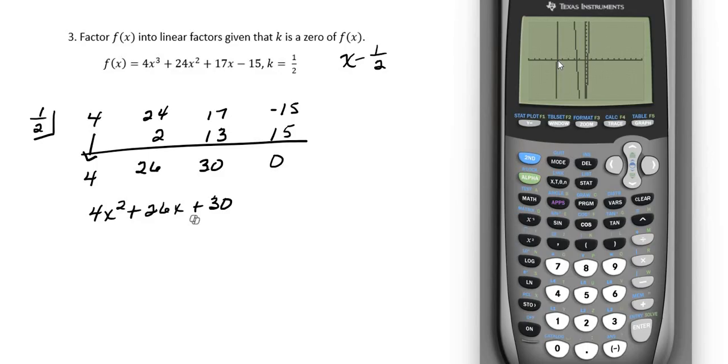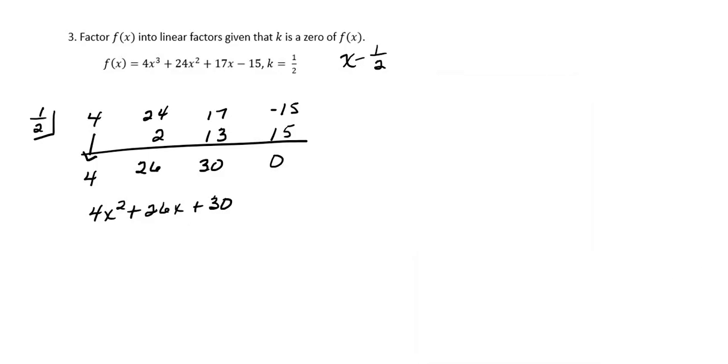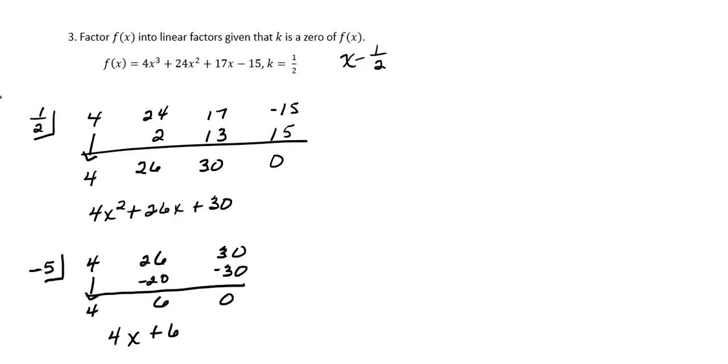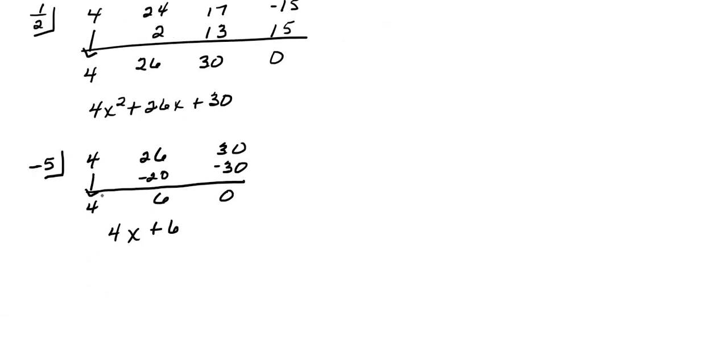And I can. I have a 0 over here at -5. So I'm going to use synthetic division with -5. So I have 4x plus 6 as a factor. Now, 4x plus 6 can actually be factored. I can factor out a greatest common factor of 2. So that leaves me with 2x plus 3 in my parentheses.